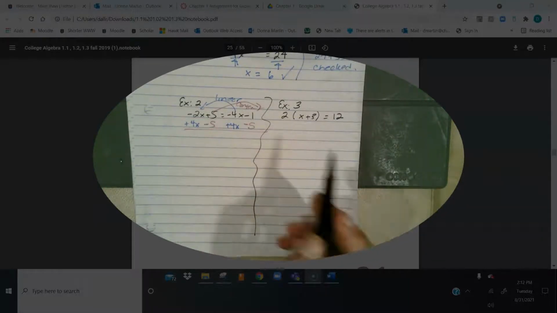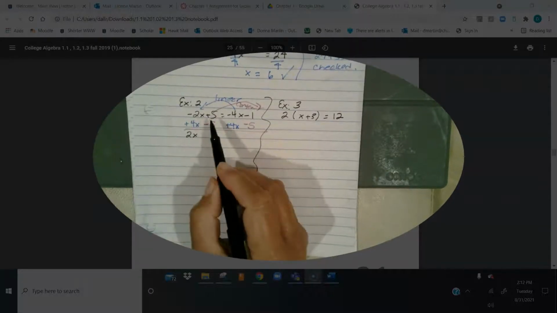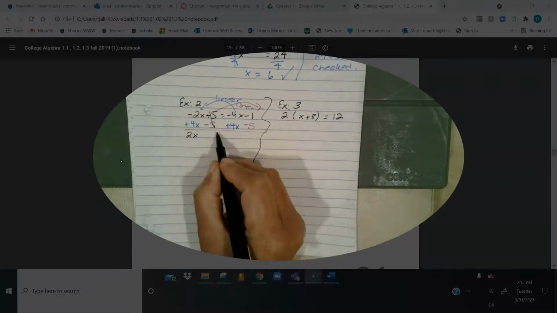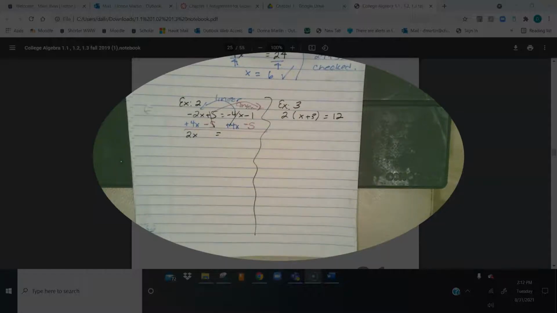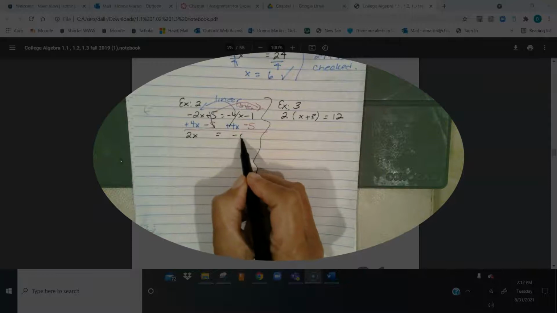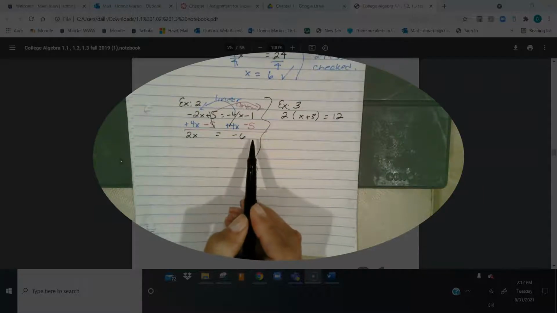Let's see if it worked. So negative 2x plus 4x, that's positive 2x. 5 minus 5, they cancel. Good, I was trying to do that. Equals negative 4x plus 4x, they cancel. Good, I was trying to do that. Negative 1 minus 5 is negative 6. So you'll notice that now I have all of the linear terms, the x terms on the left, and the constant terms are on the right.